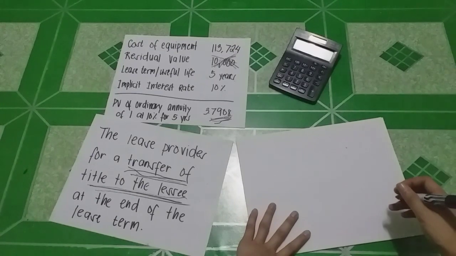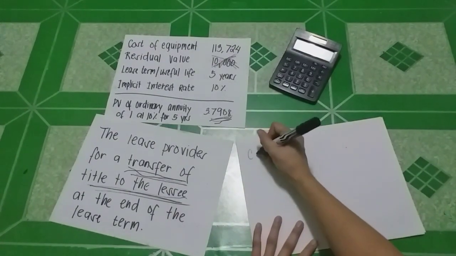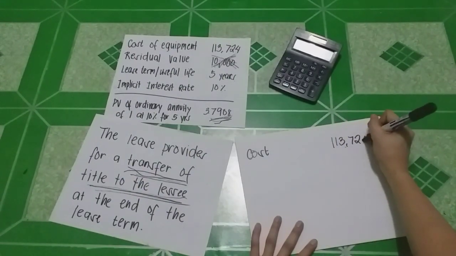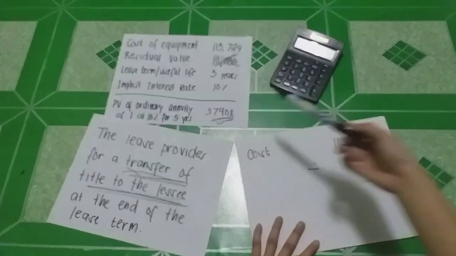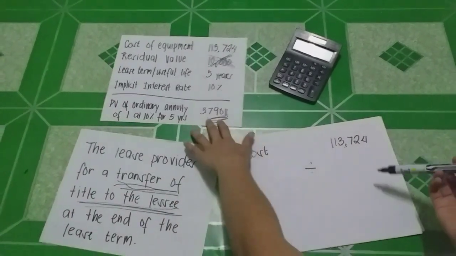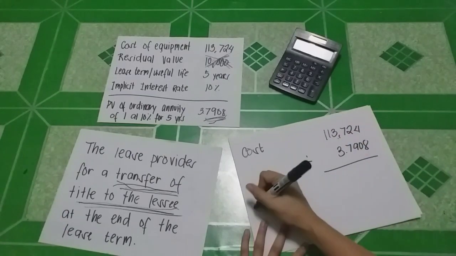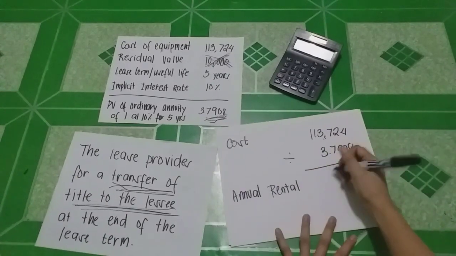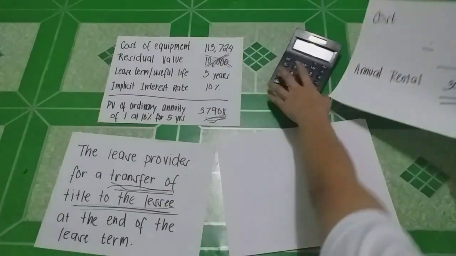So, una muna nga natin hahanapin ay yung annual rental para ma-compute natin yung unearned interest income. So, we need the cost of the equipment. Cost of the equipment, which is 113,724 divided by the present value of ordinary annuity of 1 at 10% for 5 periods. So, that would be 3.7908. And the answer would be the value of the annual rental, which is 30,000. So, this is our annual rental.